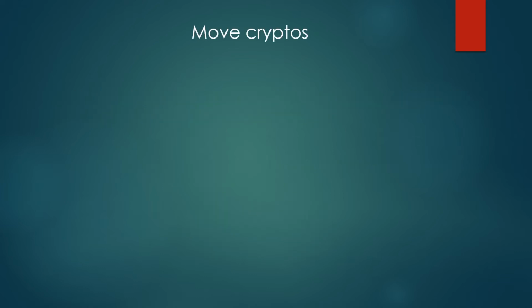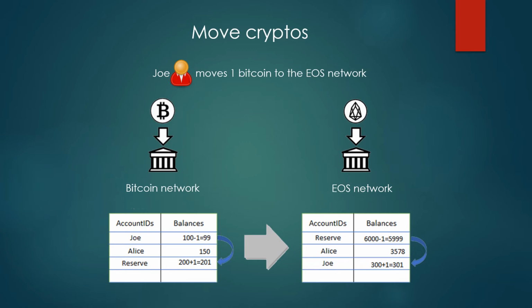So the second example we can take of an interblockchain mechanism is the move token. In that case, Joe wants to move 1 Bitcoin to the EOS network. Again, we have our ledgers of the Bitcoin ledger on the left and the EOS ledger on the right. So in that case, Joe, having some value in his account, will transfer to a reserve 1 Bitcoin. And then an external mechanism to this blockchain will take the very same amount, in that case 1 Bitcoin or 1 replica Bitcoin, and will move it into Joe's account.